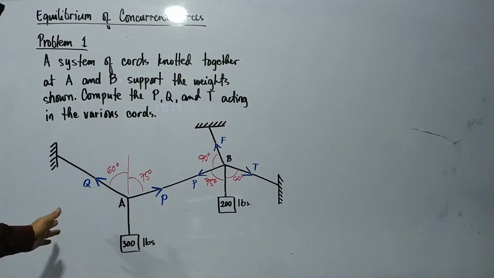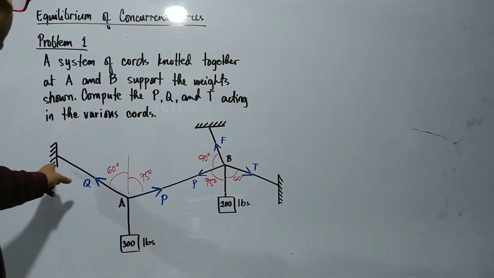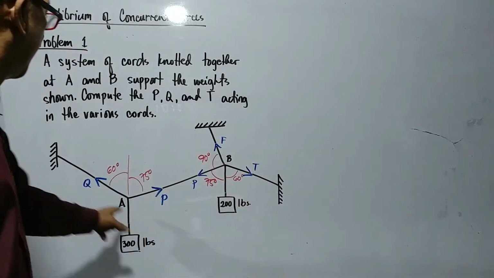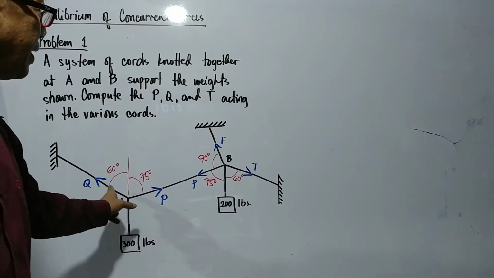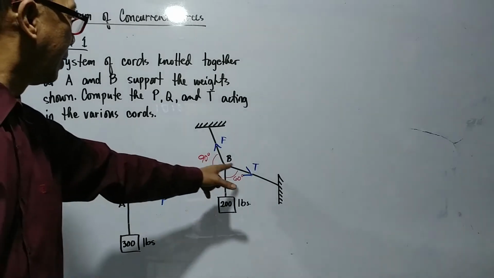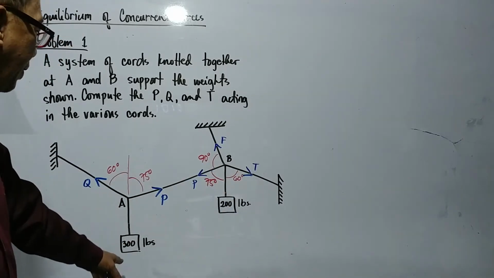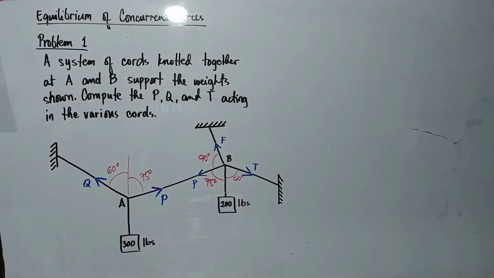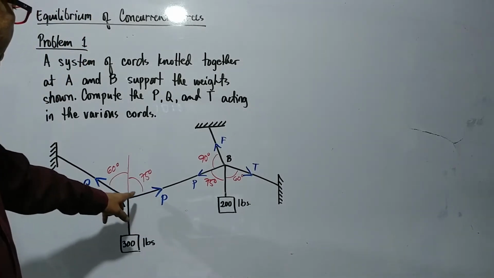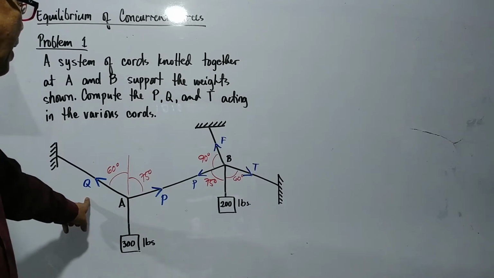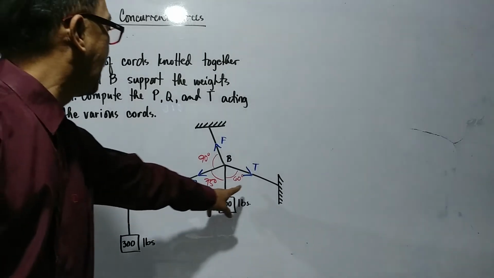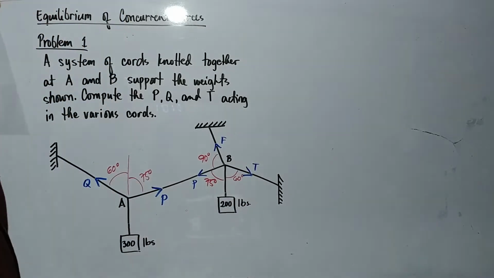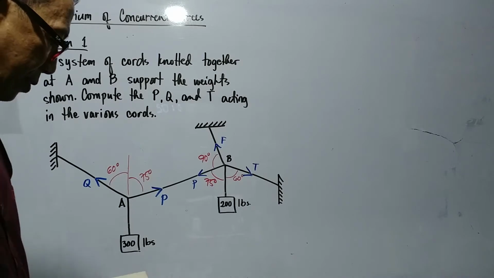So we have the structure with three fixed points. We have this chord and we have the load at 300 pounds and 200 pounds. We are required to find the P, the Q, and the T. So to solve it, you have to use the FBD. So let's start.